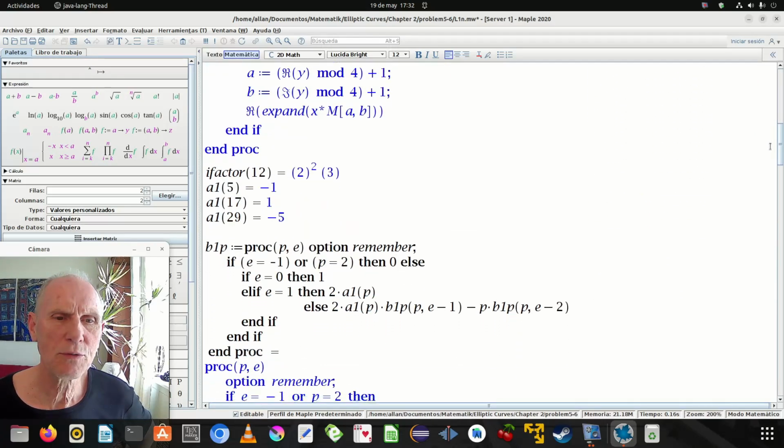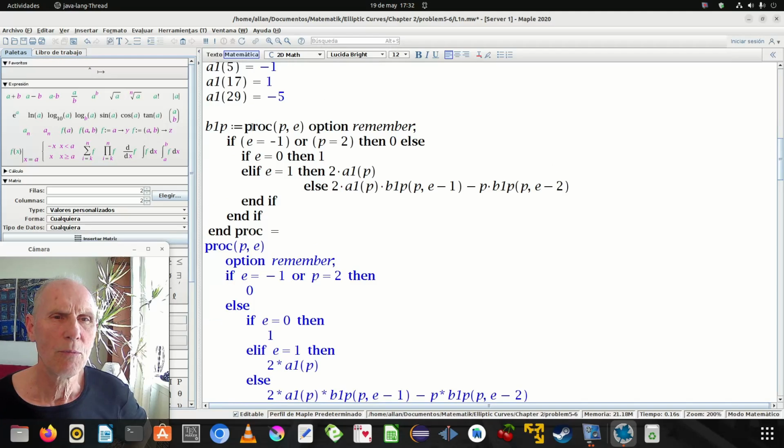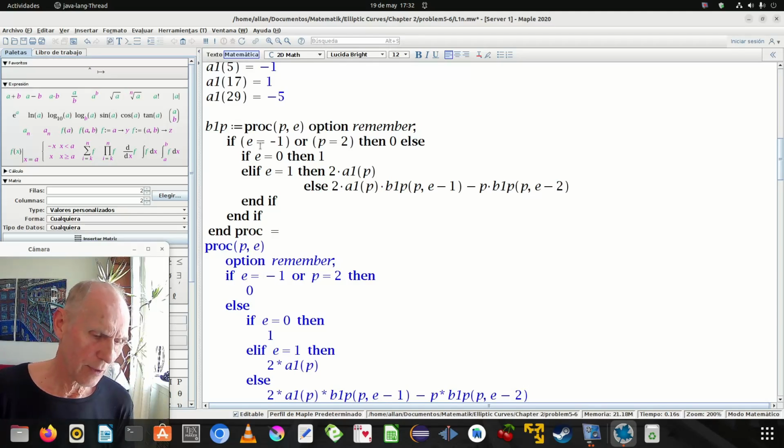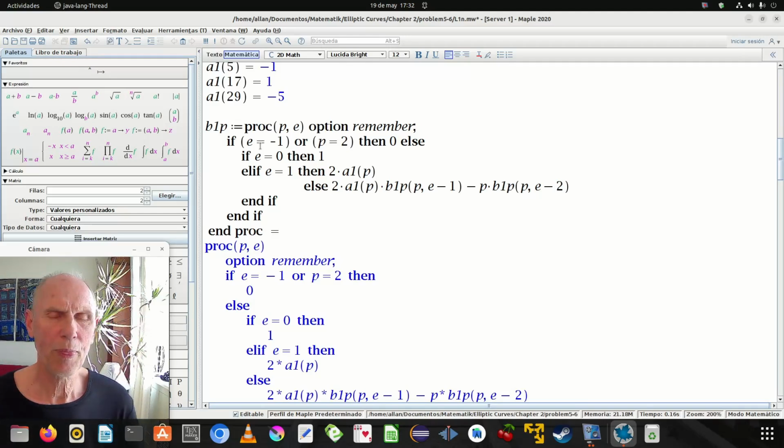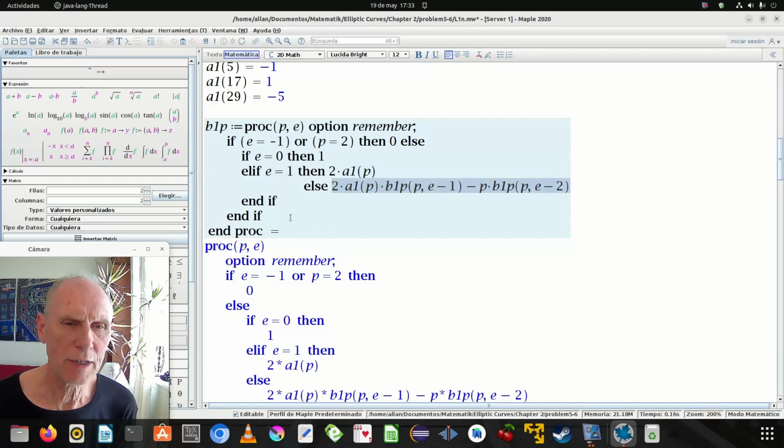The next step was to find the B of the product of the powers, and that's exactly what we did in one of the problems. That was problem 3 of this section. So if p is even, then it vanishes. If e is -1, then it's set to 0. And if e is 0, then the prime power is unity, so B must be unity. And if it's the prime itself, then it's 2 times A1 of p. And if e is larger than 1, then we use the recursion formula, which I just write up.